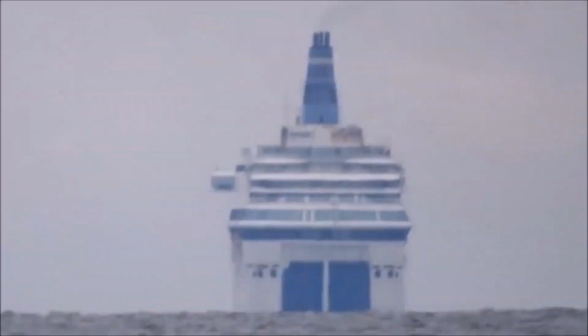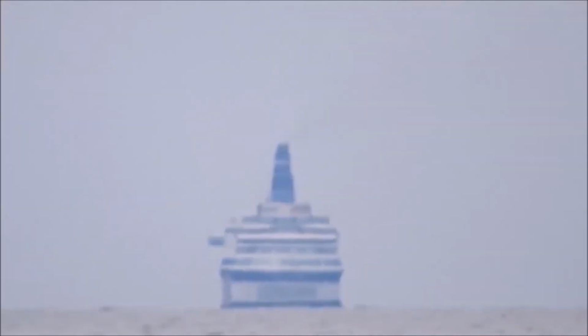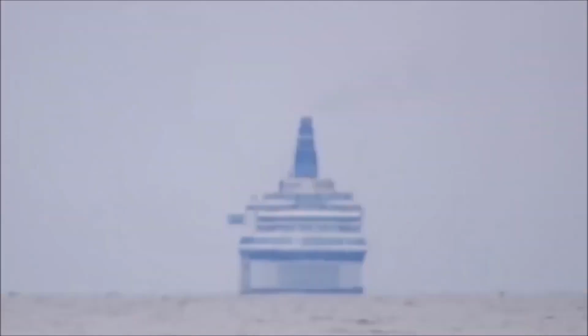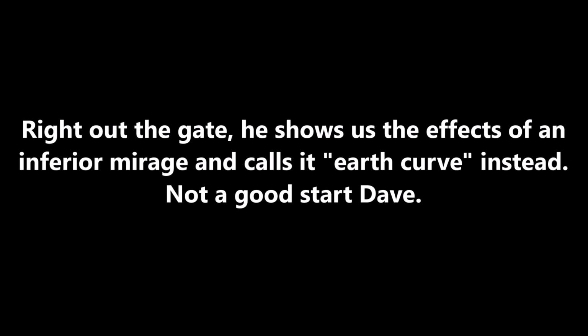Now for centuries it's been an established fact that the reason ships sailing out to sea disappear from the bottom up is due to the curvature of Earth blocking our line of sight. Right out the gate, he shows us the effects of an inferior mirage and calls it Earth curve instead. Not a good start, Dave.